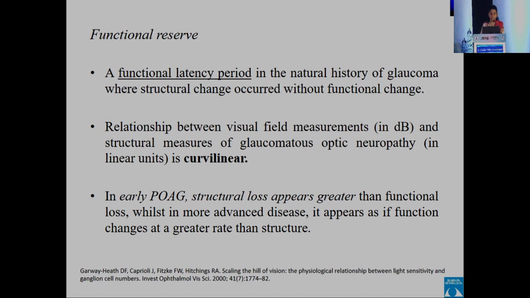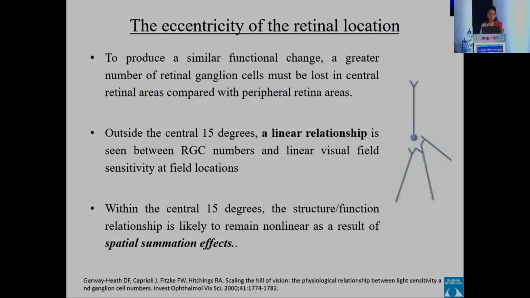This nature, the logarithmic unit, gives rise to a concept called functional reserve, wherein in early POAG, we feel that the structural loss appears greater than the functional loss. In more advanced disease, it appears as if the function changes more than the structure, but this is actually because of the curvilinear relationship of the structure and function because of the change in scales.